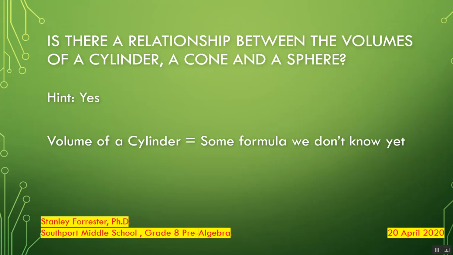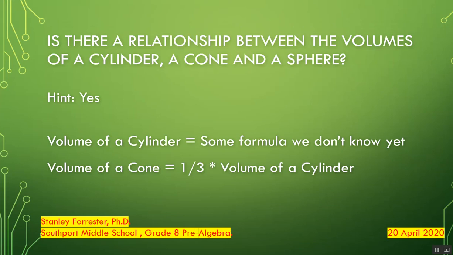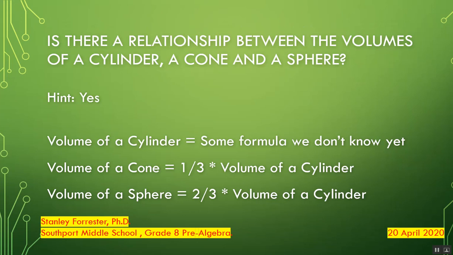Is there a relationship? Yes, and you just saw that. We don't know the formula for the volume of the cylinder yet, and we'll learn it in the next video. The volume of the cone is 1/3 the volume of the cylinder. It takes 3 of those cones to fill that cylinder up. The volume of the sphere is 2/3 of the volume of the cylinder. And what this means is that when we finally get the formula for the volume of the cylinder, we've got half the battle for the rest of the module. So when we go to cones, all we have to do is remember to divide by 3, and for spheres, we just multiply by 2/3.